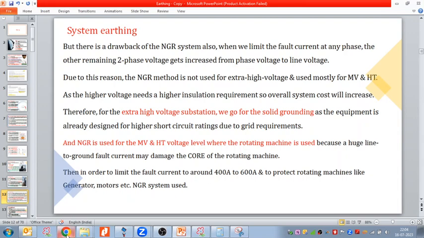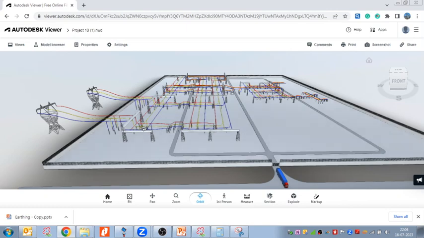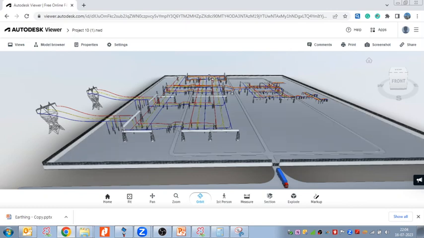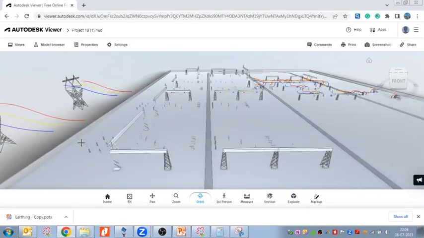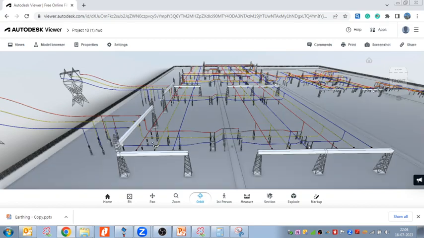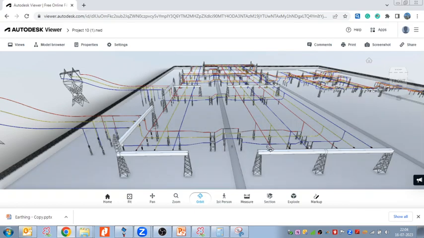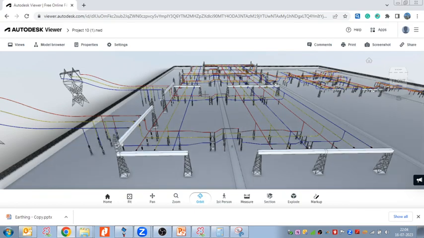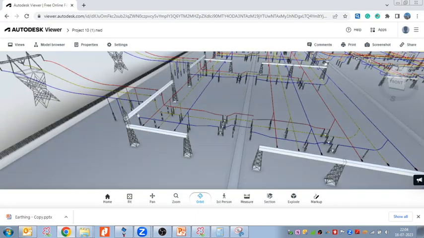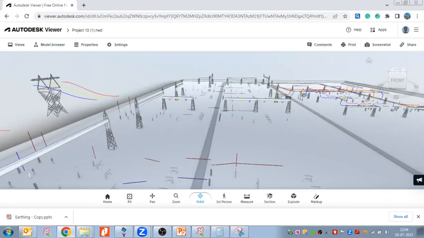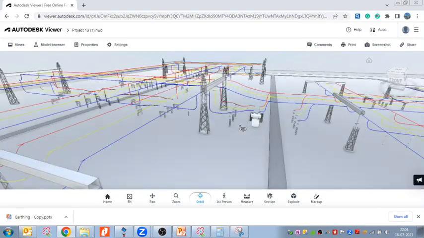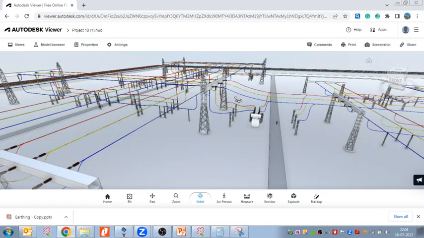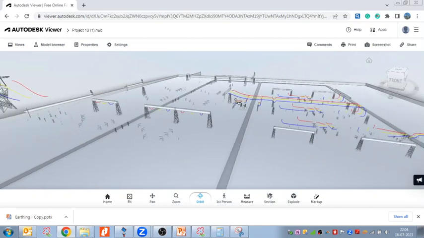I took an electrical substation just for reference. And here if we see, we have the surge arrestor, CVT, CT, disconnector, breakers, conductor, towers, and here we have the transformers, right. We don't have motors here in the substation.